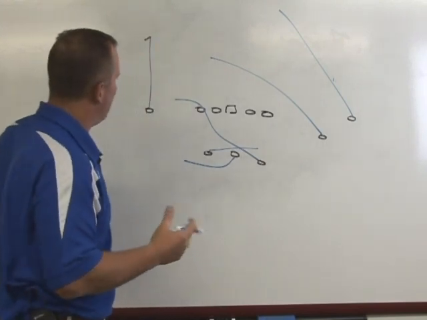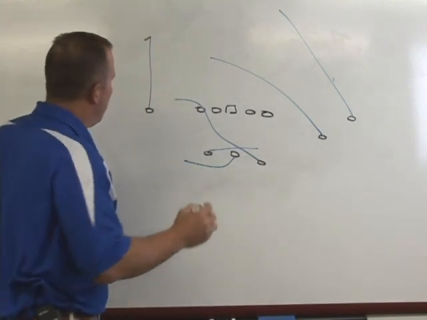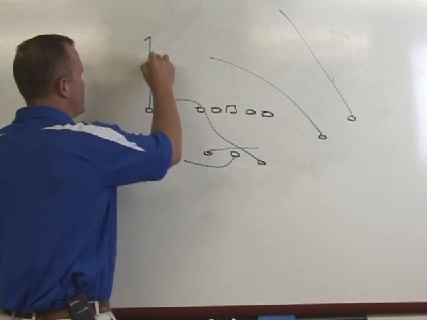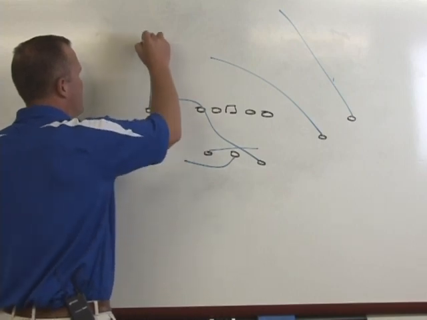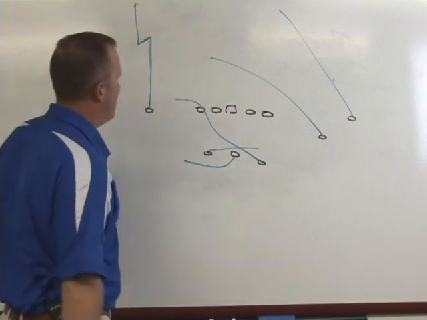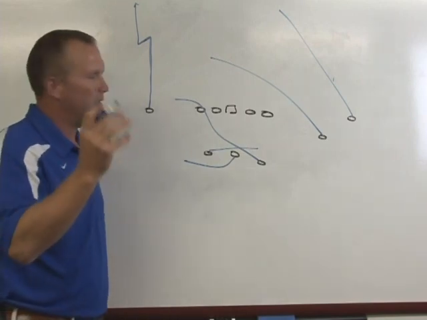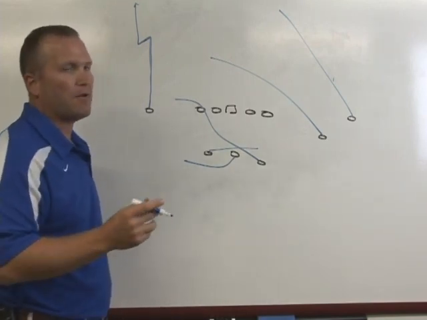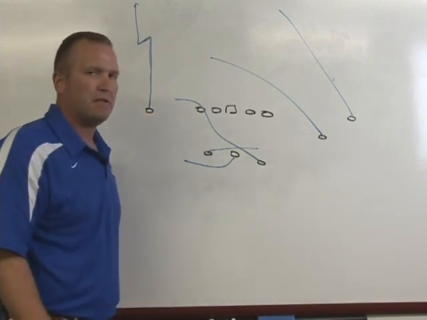Then we'll just tag that with an X go, okay? And what that tells our X to do now is, instead of running the comeback, he runs a comeback and a go. So he winds up running it out and up on the top end of the route to take advantage of a corner that's being a little bit over aggressive.